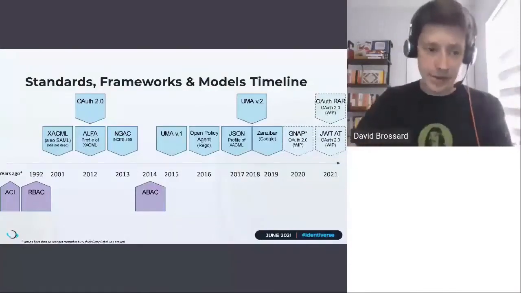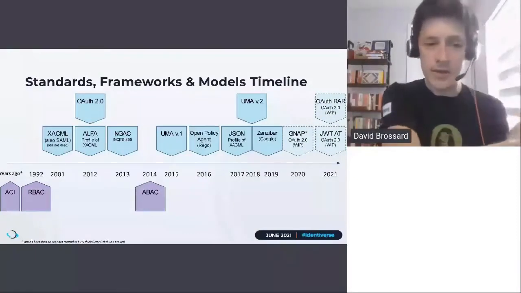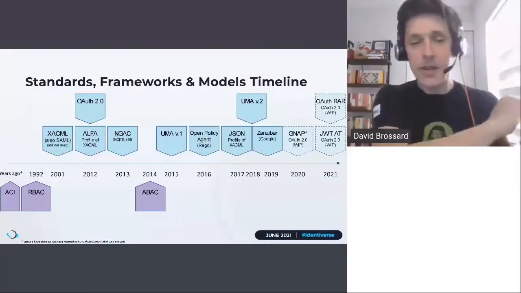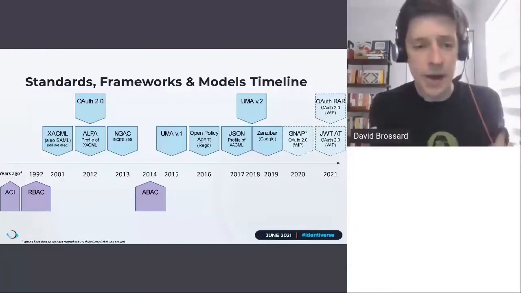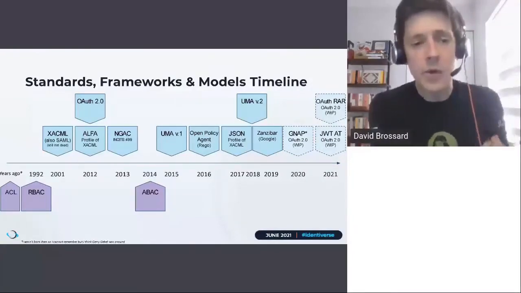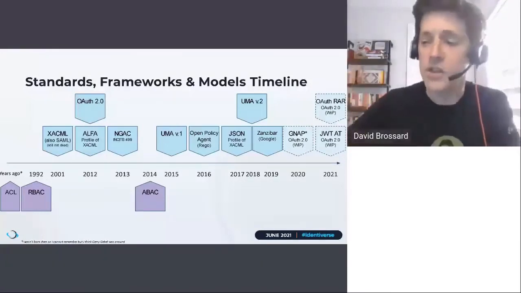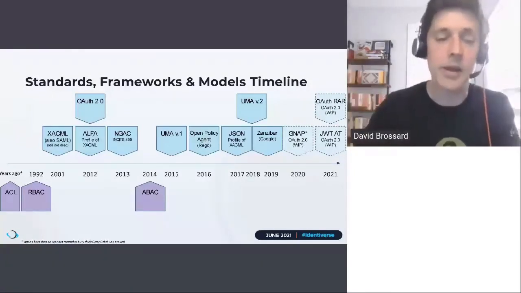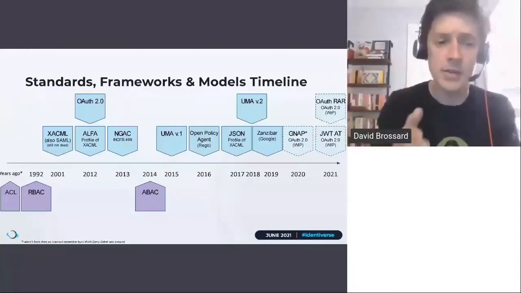If we lay them out on a timeline, many, many, many moons ago, you had access control lists. I wasn't born. I'm not going to talk about them. And then in 1992, we start to see the first formalization of RBAC. It actually was not really formalized as a standard until the early 2000s, but the actual first mention and seminal paper in RBAC by NIST, by David Ferraiolo, came out in 1992.